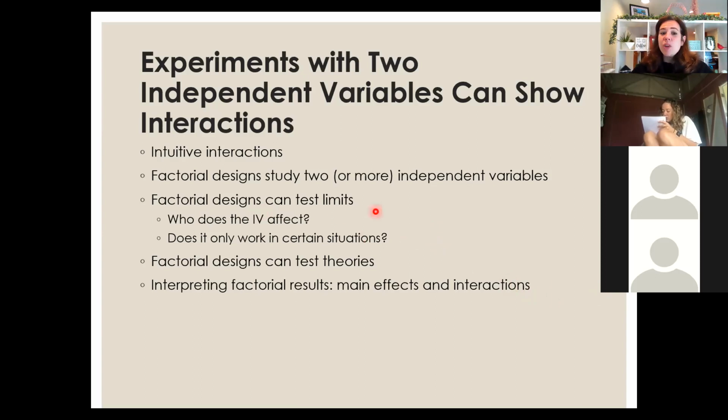In factorial design, you can test those limits. So again, who does the independent variable actually affect? And does it work in only certain situations? Because then again, we can parse out a secondary independent variable. Because of that, factorial design allows us to test more complex theories. And it looks at a main effect and an interaction effect. In other words, the independent variable strictly associated with the dependent variable, and then the two independent variables relating to one another and impacting the dependent variable. So main effect is just one-to-one, interaction effect is when there are multiple independent variables.